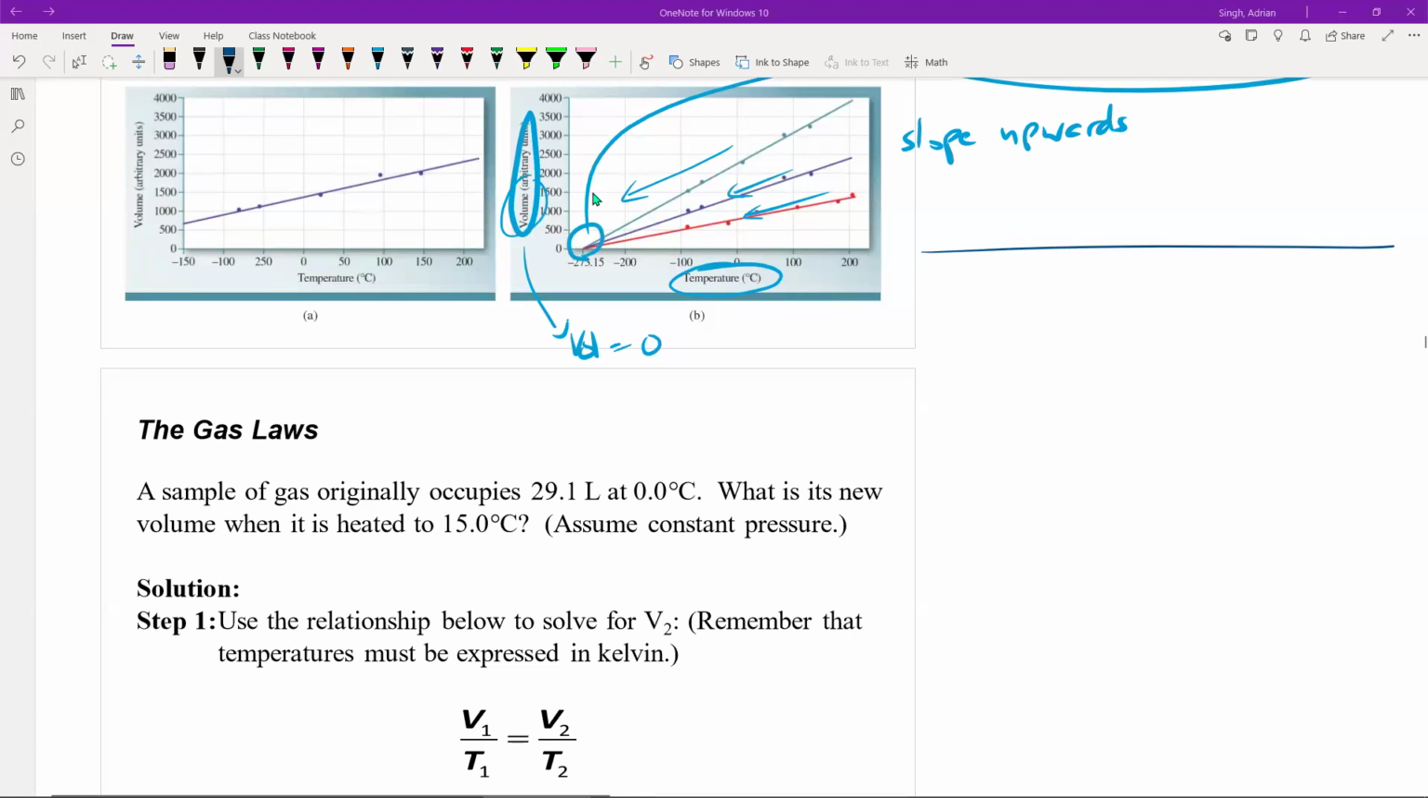All right, so another law that we're going to see is sometimes referred to as Amontons' law. And Amontons' law is the pressure-temperature relationship.